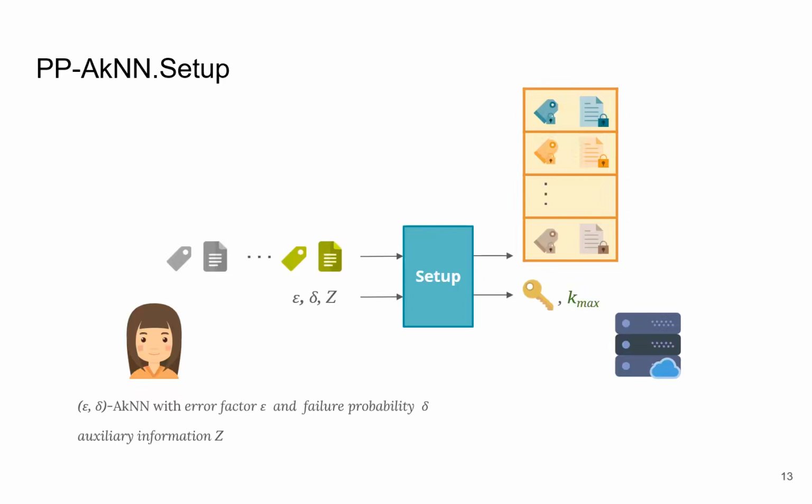Given error factor epsilon, failure probability delta, and parameter z, which may contain auxiliary information about the message distribution, the setup algorithm takes as input those parameters and a list of files and tags. These will then output the encrypted database, which will be outsourced to the server, a secret key kept by the client, and a public parameter kmax that is the largest k supported by the system's AKNN search.